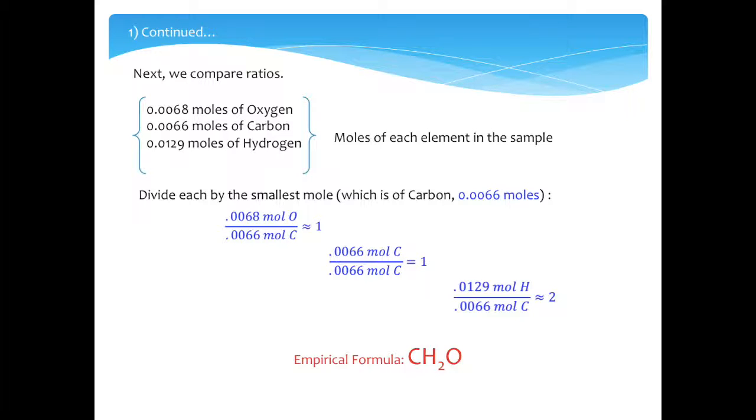Now that we have the moles of oxygen, carbon, and hydrogen, we can compare the mole ratio of each element in the compound. To do this, we divide each amount of moles by the smallest amount of moles, being carbon with 0.0066 moles. We then receive a mole ratio of 1 carbon to 2 hydrogens to 1 oxygen. Our empirical formula is CH2O.